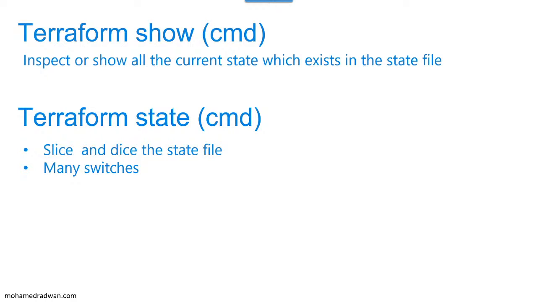And this is why I told you before, there are read-only switches like list, and there are some writable switches like move, for example. So I can rename the resource in the state file. I can move the resource to a module. I can move a module into another module, or remove a resource or remove a module. So all of that using the state switches.